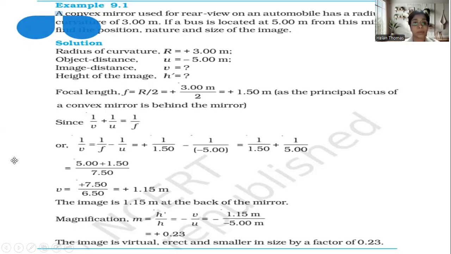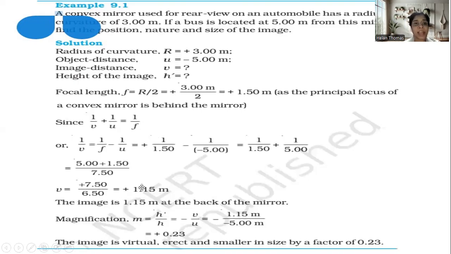Okay, so substituting the values that you have, you formulate your equation as 1 by v is equal to 1 by focal length minus 1 by u. So substituting the value here, you get 1 upon 1.5 minus 1 by minus 5, which is 1 by v is equal to 6.5 by 7.5. So you take the inverse of it, 7.5 by 6.5 will be plus 1.15.